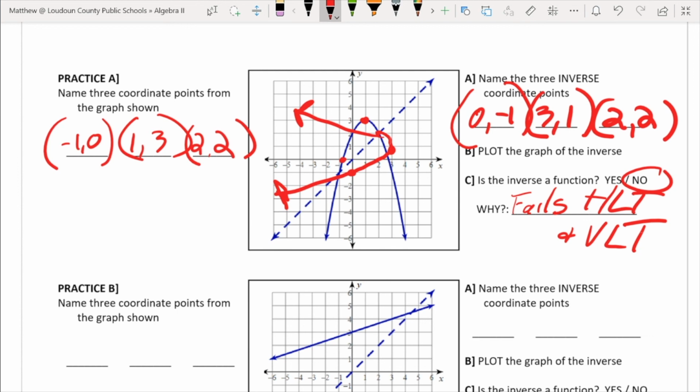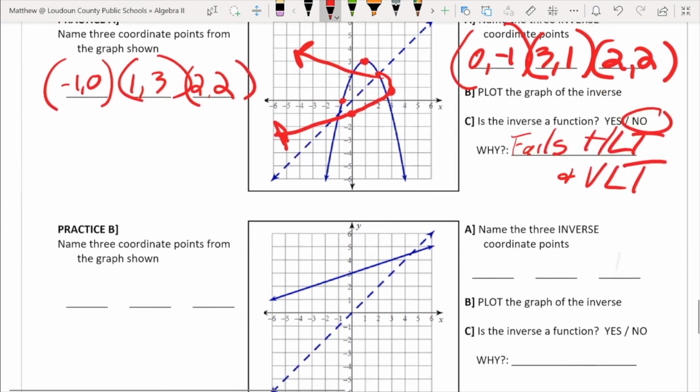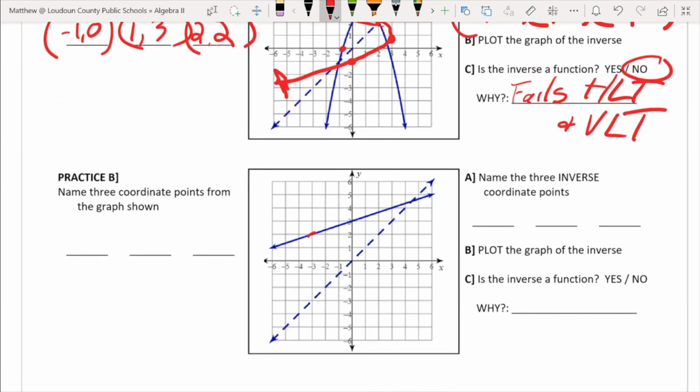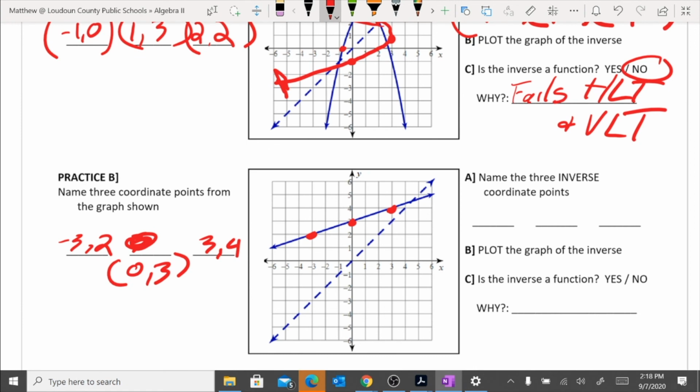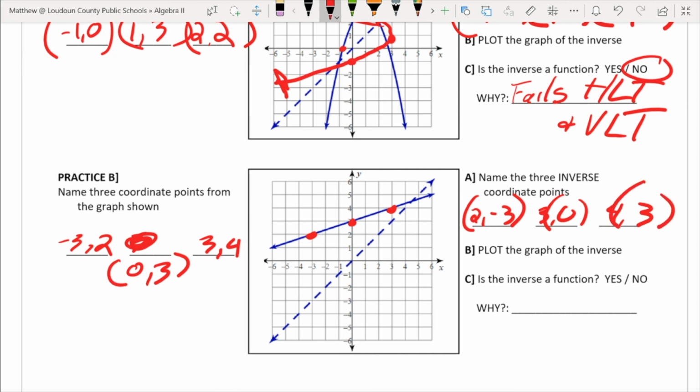Let's try one more, final one here. All right, so name some points. Got negative 3, 2. 3, 0. 0, 3. And 3, 4. All right, let's do the inverses. 2, negative 3. 3, 0. And 4, 3.